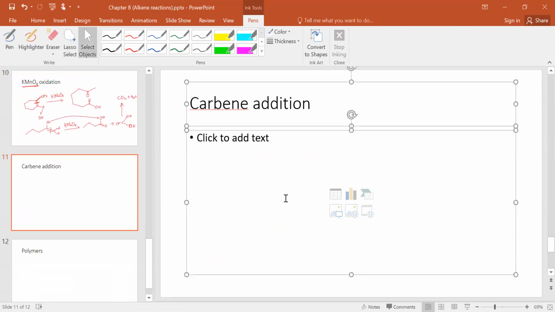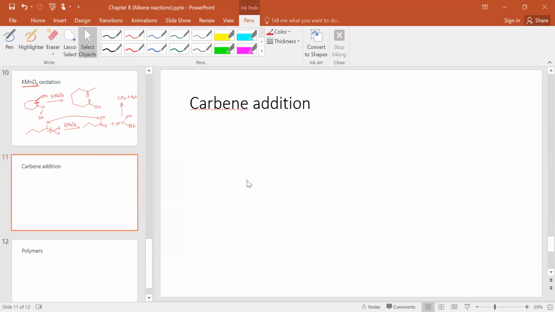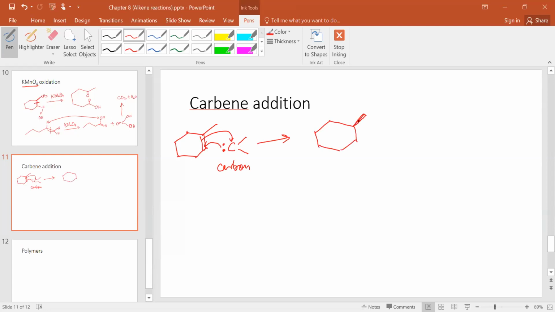Another, the last reaction in this chapter, is the carbene addition to a double bond. Okay. So what is a carbene? Carbene is carbon with two bonds and two unpaired electrons. And this is called carbene. It adds to a double bond very efficiently via syn type addition, and it will add from the same face.